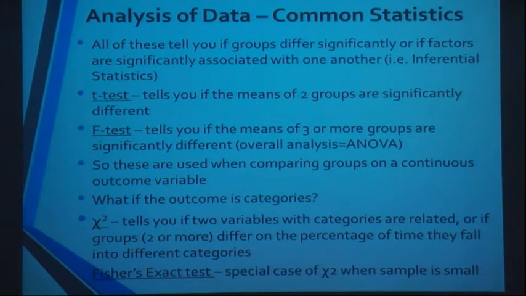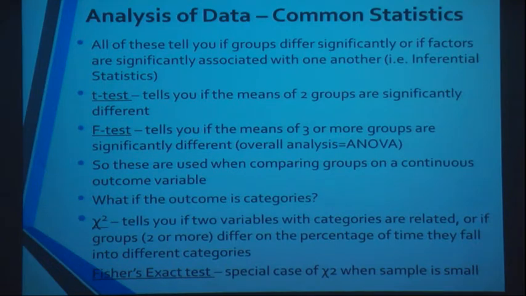So let's start with T and F tests. A T test will tell you if the means of two groups are significantly different. An F test will tell you if the means of 3 or more groups are significantly different. So 2 groups, they use a T. 3 or more groups, they use an F. And the analysis that gets you an F is called an ANOVA, if you see that term.